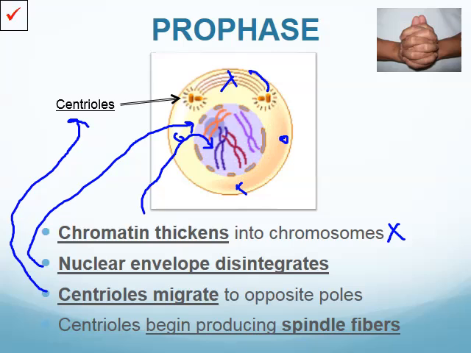These are tiny little web-like projections that are going to be used to pull our chromosomes apart, which we'll get to in a bit. So prophase, why we put our hands together like that, is it's showing you that the chromatin is thickening into chromosomes.